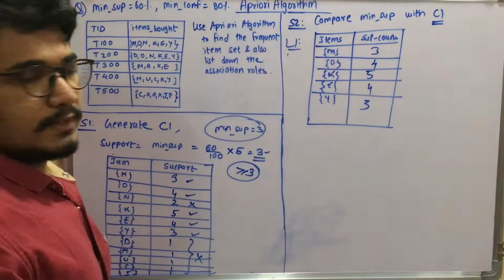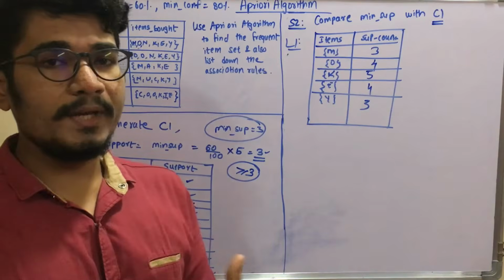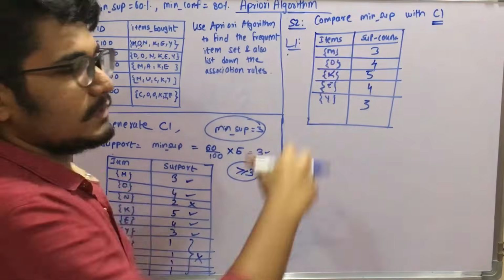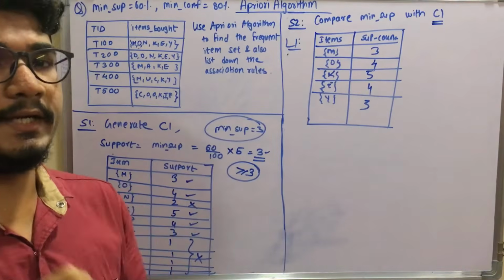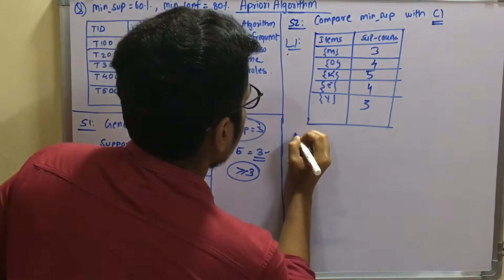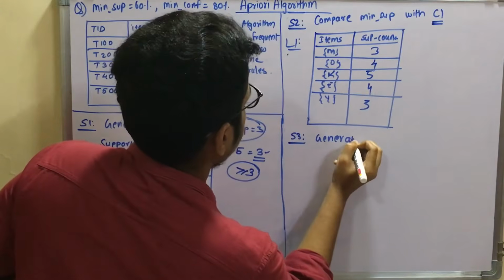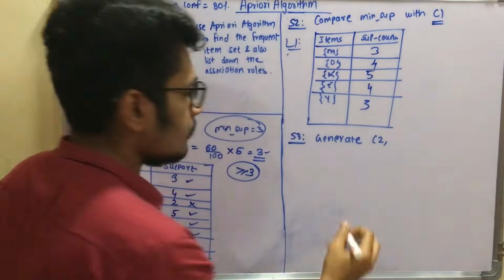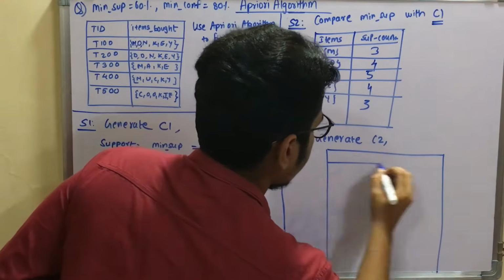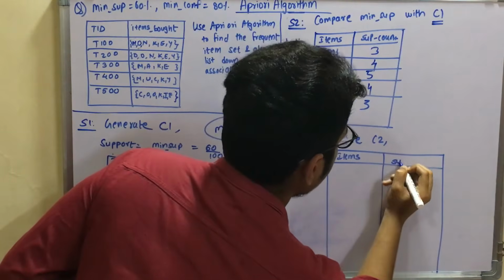Now what will we do in step 2? It will be irrelevant to consider this set again. So we try to make pairs of 2 items. We conjugate, or relate, each item with other items so that we get another data set. So we are generating step 3, the generation step: generate C2, that is, the second cluster. Then we create this table, and here we have items, and then the support count.